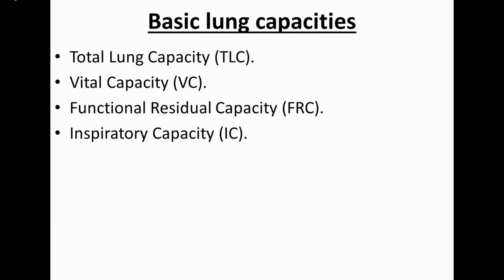So we studied the 4 lung volumes. Now we will be doing the basic lung capacities: the total lung capacity, the vital capacity, the functional residual capacity, and the inspiratory capacity. All these 4 basic capacities are also important because they tell you the function of the lungs, how they are working, how they are inspiring, how they are expiring.